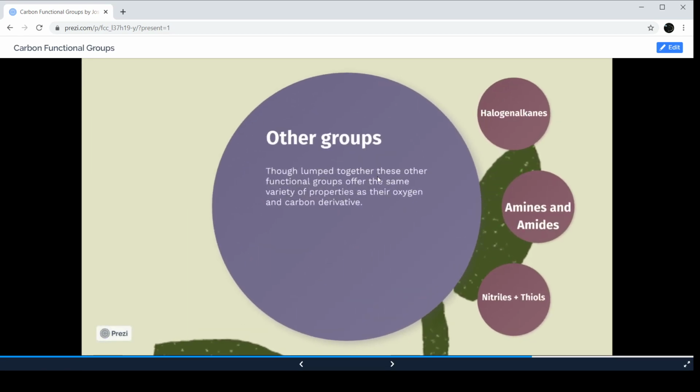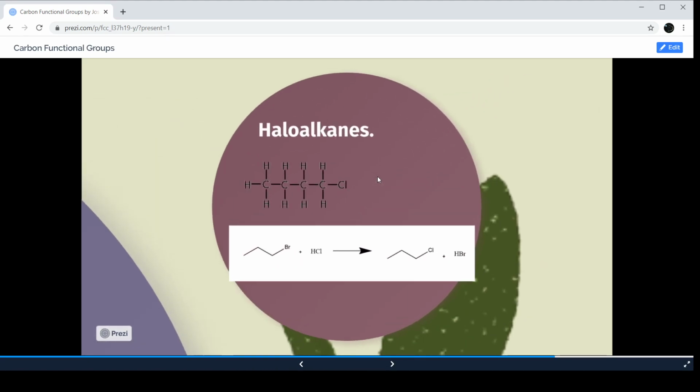The last type is sort of our odds and ends groups. These are ones that you end up seeing less often, but they still play a fairly important role, especially when we start talking about the different types of reactions that you could have. The first is haloalkanes, and haloalkanes are essentially all structures that have some sort of halogen attached to them.